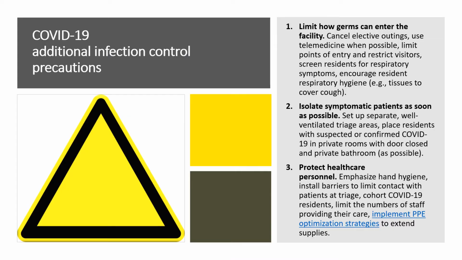It is important to know about infection control precautions necessary for COVID-19. Number 1, limit how germs can enter the facility. This is why we have canceled elective outings and we are using telemedicine when possible. We have limited the points of entry and we are restricting visitors and screening residents for respiratory symptoms.